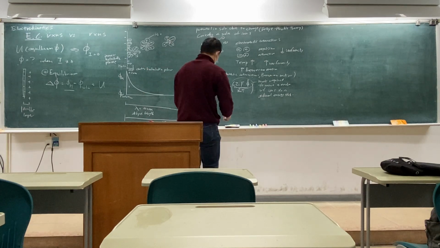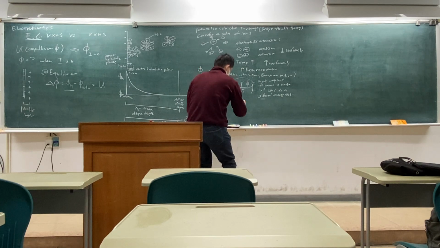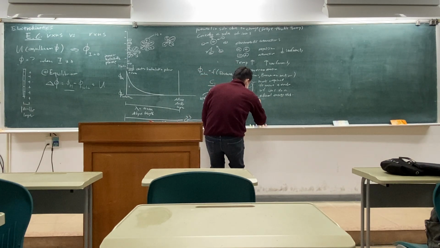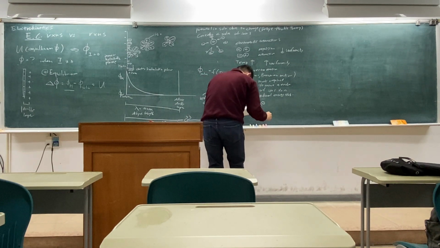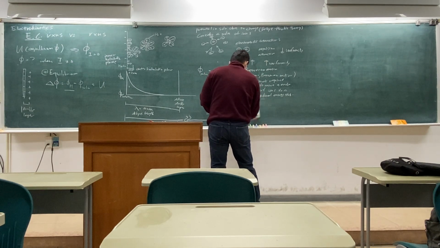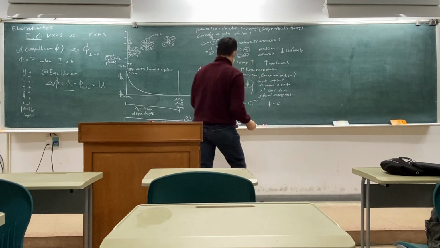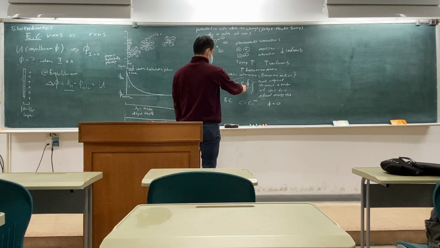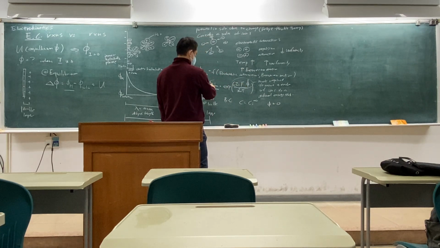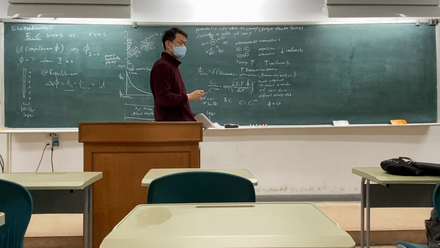So the boundary conditions, okay? Ci equals Ci infinity when potential is equal to 0. Okay? When this is equal to 0, the exponent is 0, so Ci equals Ci infinity, right? Yeah? Okay?